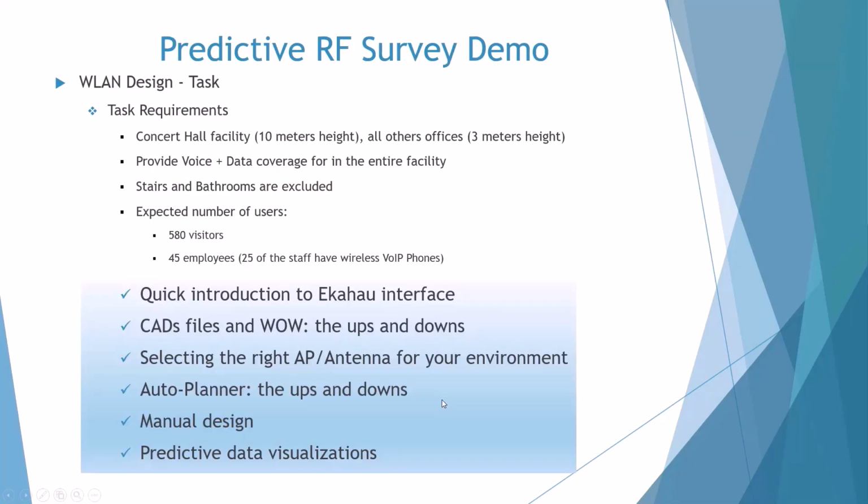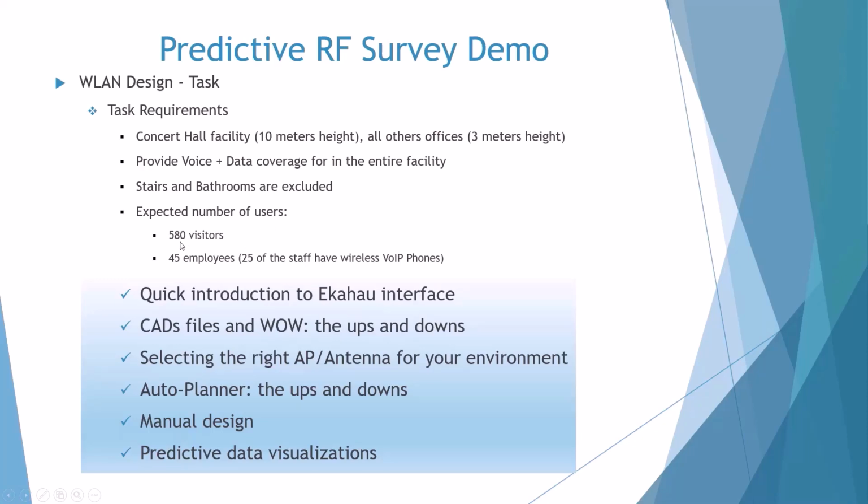Okay, let's see what other requirements we need to look after. Here, we need to exclude bathrooms and stairs. I'll show in Ekahau how we can define areas of interest and exclude others or parts of areas of interest. The other requirements are all about the number of users that we need to serve over Wi-Fi.